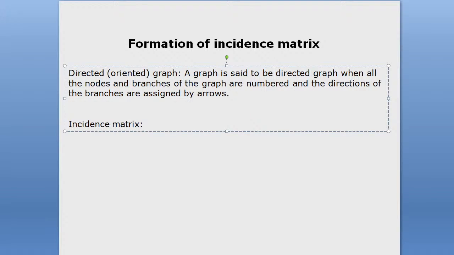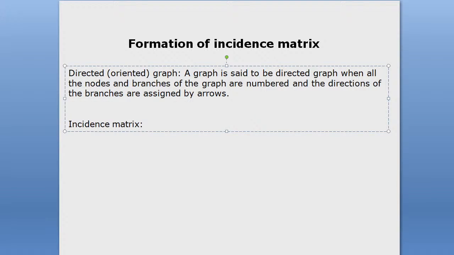So if we form a matrix in such a way that we can show the incidence of branches to nodes, the incident matrix shows which branch is incident to which node.